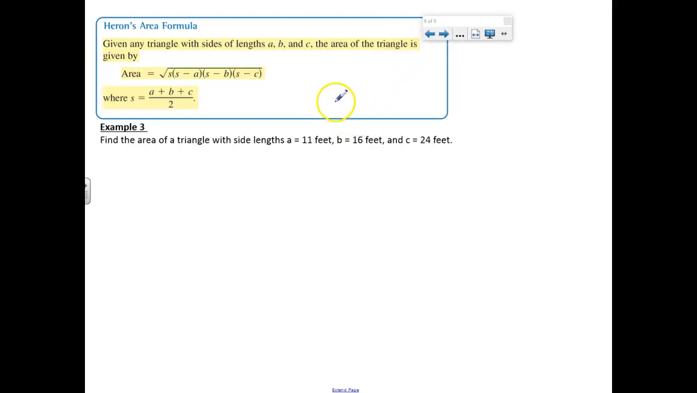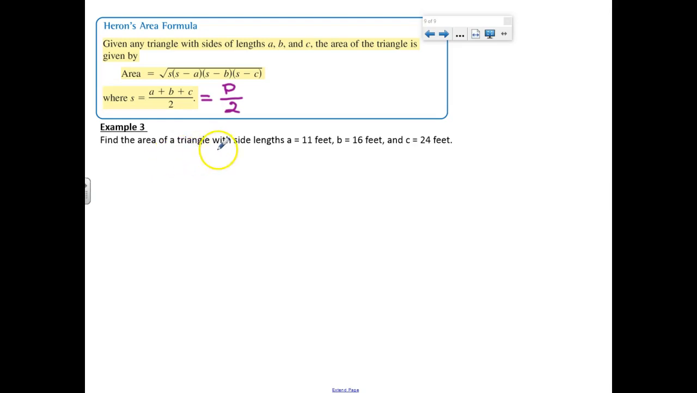Now the last application for law of cosine, similarly to the law of sine, we can use these rules to find the area of any given triangle. Here, the area formula is the square root of the product S times S minus A, S minus B, S minus C, where S is A plus B plus C over 2. I like to think of this as the perimeter over 2. It is half of the perimeter. So let's take a look at how we can apply this.